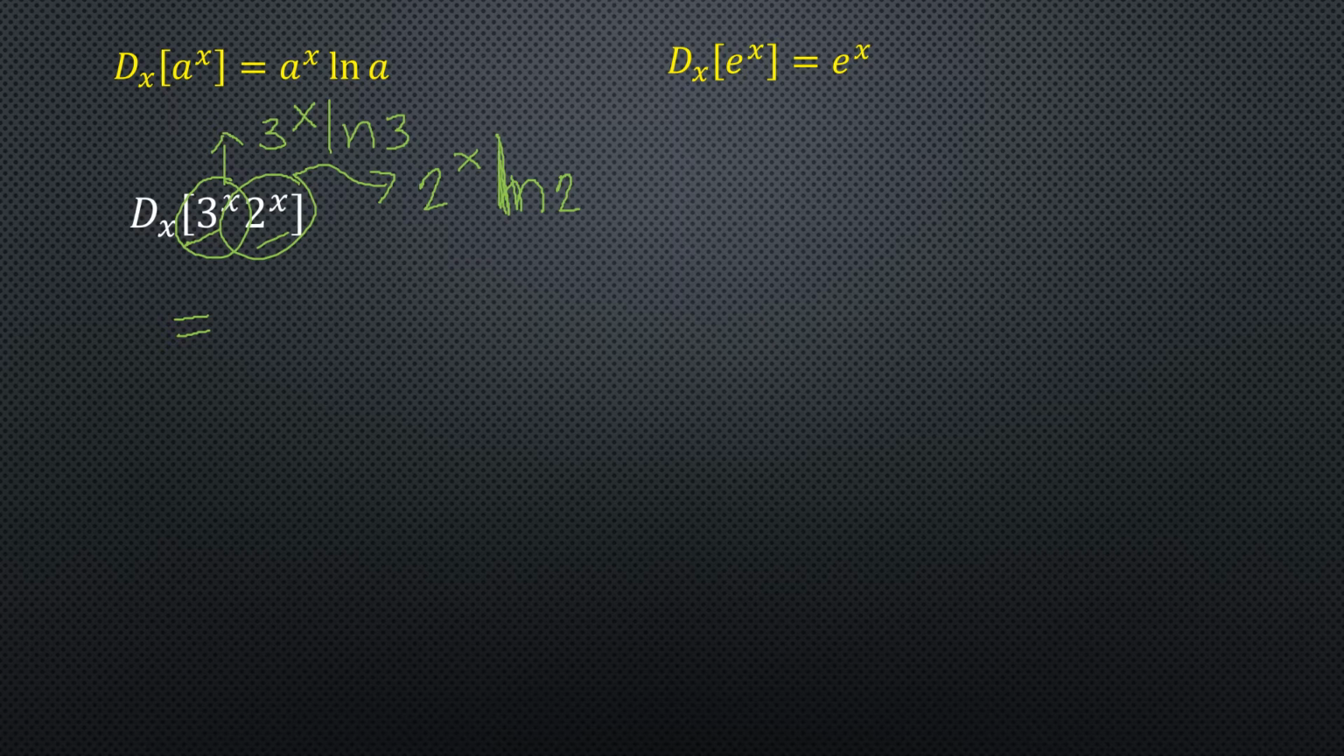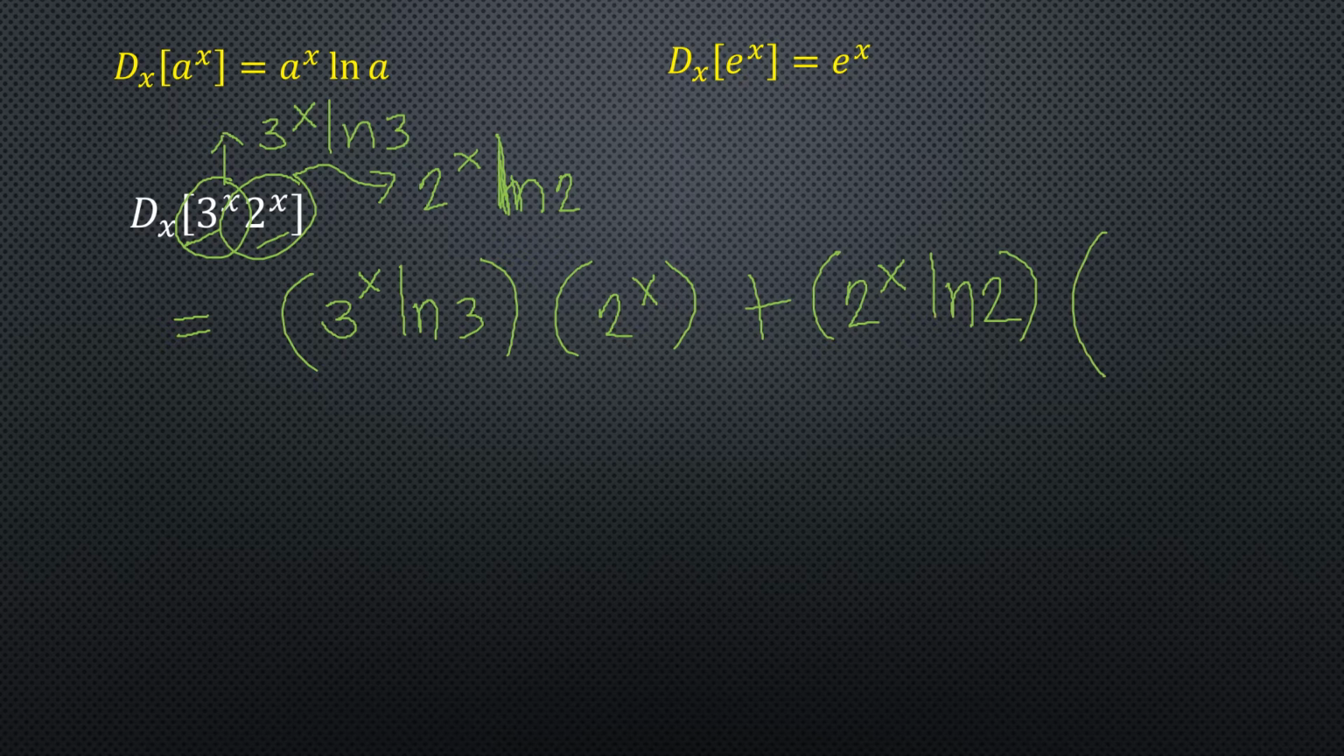Now we have 3 raised to x as the first factor. Get its derivative, so we have 3 raised to x ln of 3 and multiply that to the second factor, 2 raised to x. Now get the derivative of the second factor, 2 raised to x. We have 2 raised to x ln of 2 and multiply that to the first factor, 3 raised to x. Okay, that is a product rule.